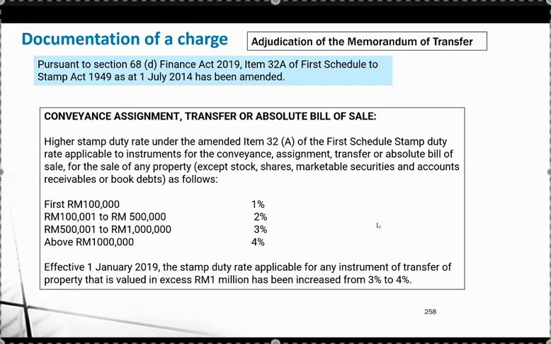Next is 400K. The next 400,000 is how many percent? 2%. So 400,000 times 2% equals 8,000. Correct.